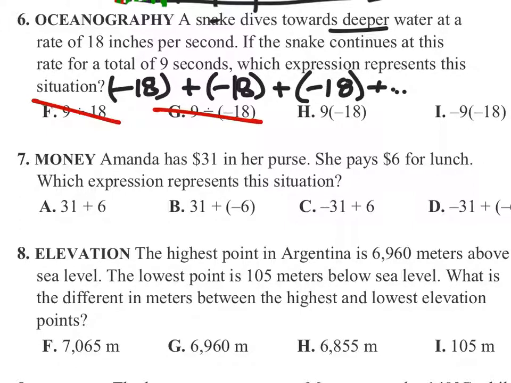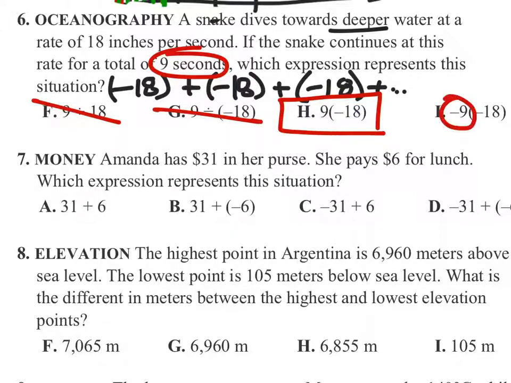And since we're multiplying this 9 times, because we're doing this for 9 seconds, we'd have 9 groups of the negative 18, which represents H. Alright, this one is negative 9 groups, or the opposite of 9 groups of negative 18. That's false, because it's not the opposite.